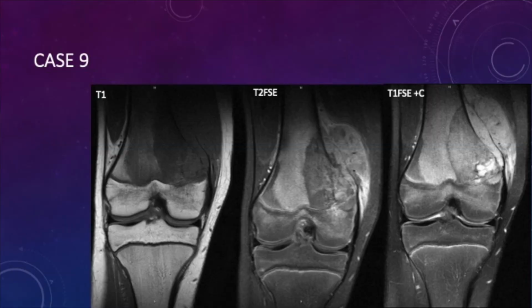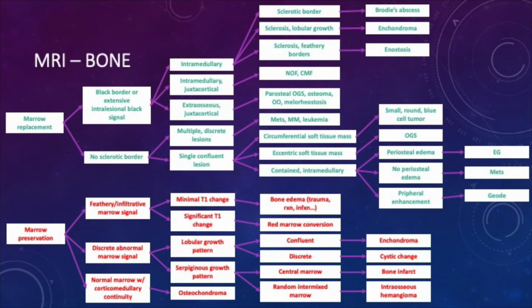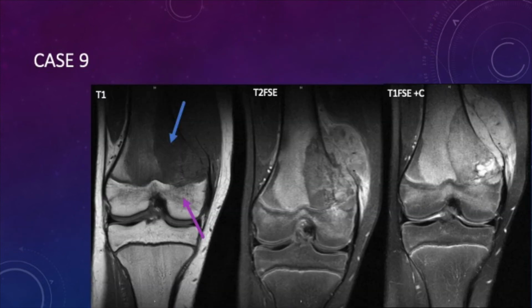So here we have a lesion in the distal femur. You can see open growth plates on this. Again, we have a T1 on the left, a T2 in the middle, and the post-contrast T1 on the right. So we're now in the MRI of bone. So the first question we have to ask is, is there marrow replacement or marrow preservation? So let's go back to that image.